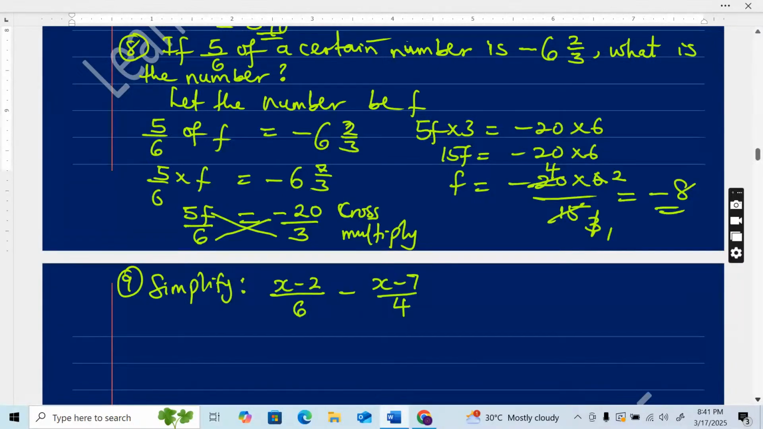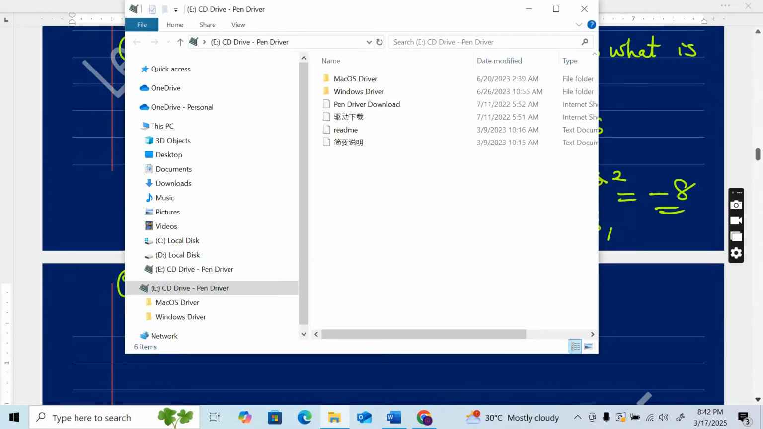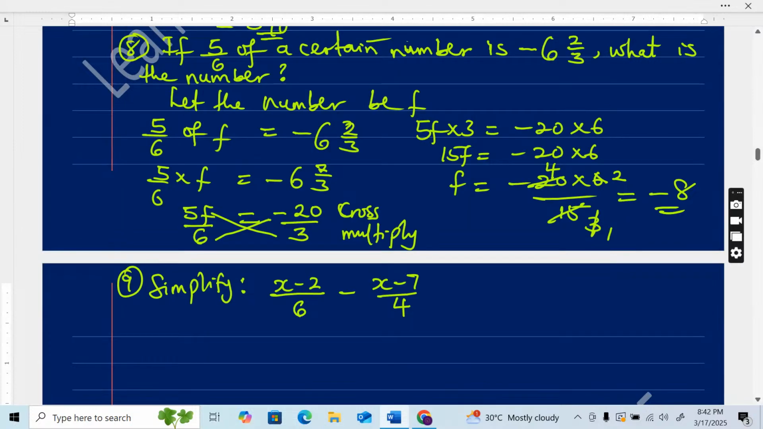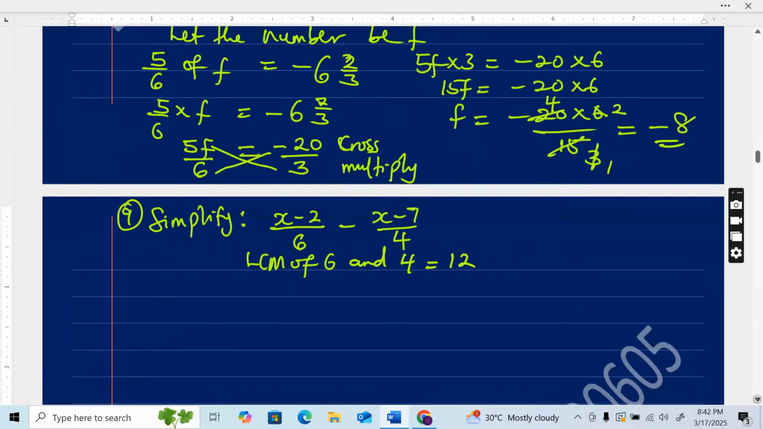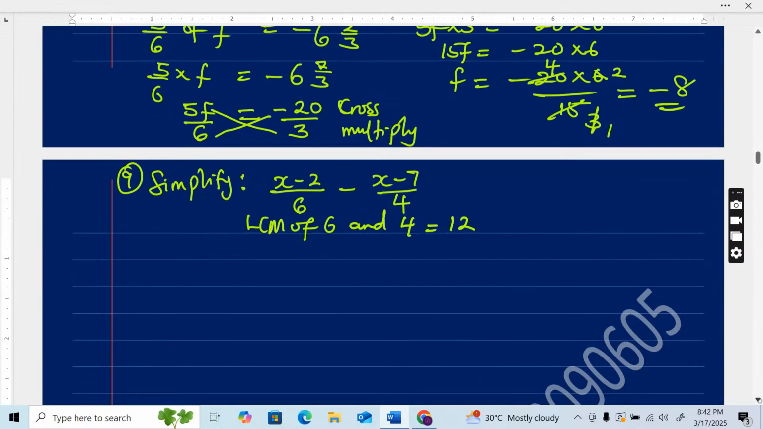The first thing we have to do is to find the LCM. We have to find the LCM of 6 and 4. 6 and 4 are the denominators, and we need to find the LCM of the denominators. The LCM of 6 and 4 is equal to 12.